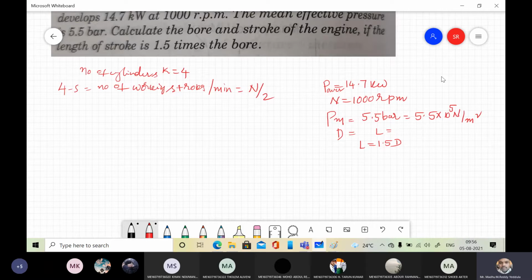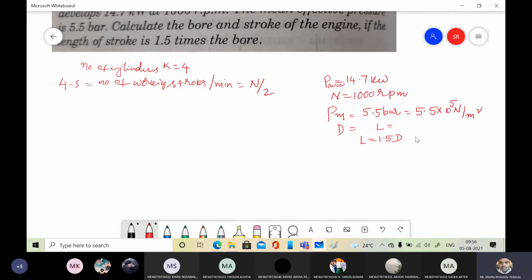So power developed is given, mean effective pressure is given. We know that IP is equal to P_m L A n by 60,000 into K. Okay, we will substitute one by one. IP, how much is given? Indicated power, 14.7 kilowatt. If it is 60,000, it should be in kilowatt. If it is 60, it should be in watt.